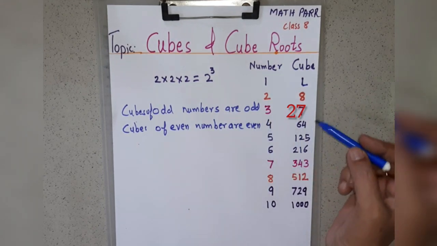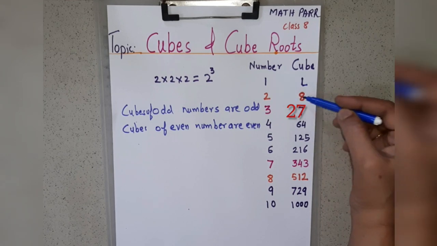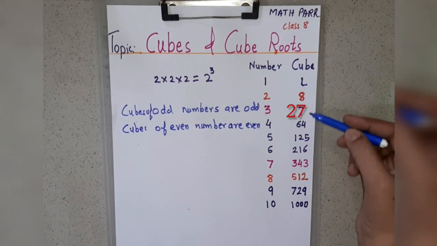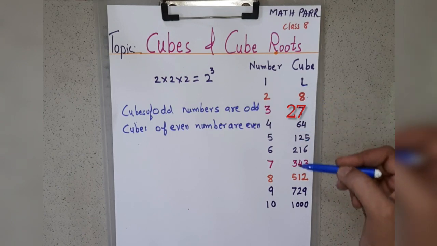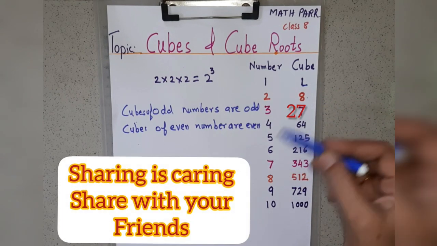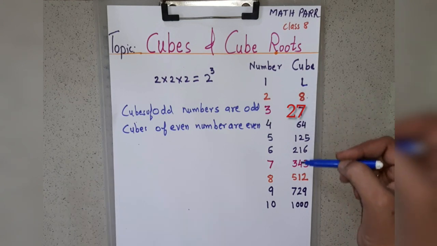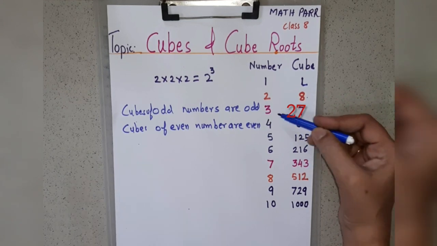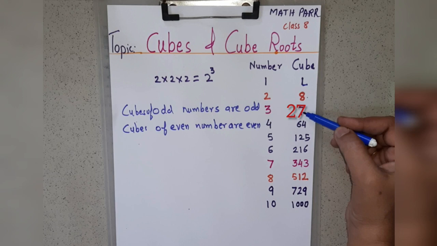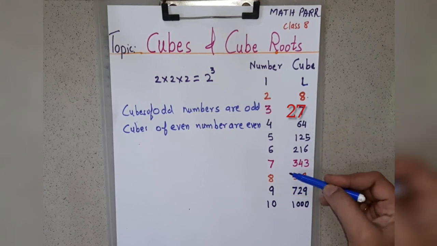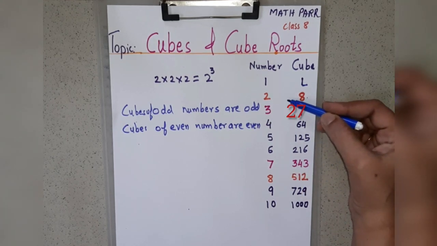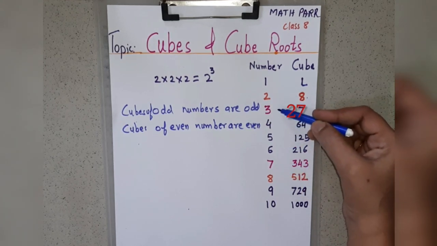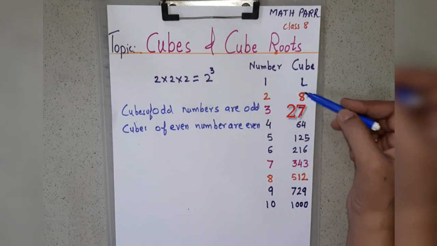Another important thing: purposely I have written the cube of 2 and 8 in red. So the cube of 2 ends with 8, and the cube of 8 ends with 2. So a reverse thing is happening for 2 and 8, remember. And the cube of 3 ends with 7, that means the unit digit of the cube of 3 is 7. The unit digit of the cube of 7 is 3. So there is an exchange for 2 and 8, and 3 and 7. And for the rest it remains the same.